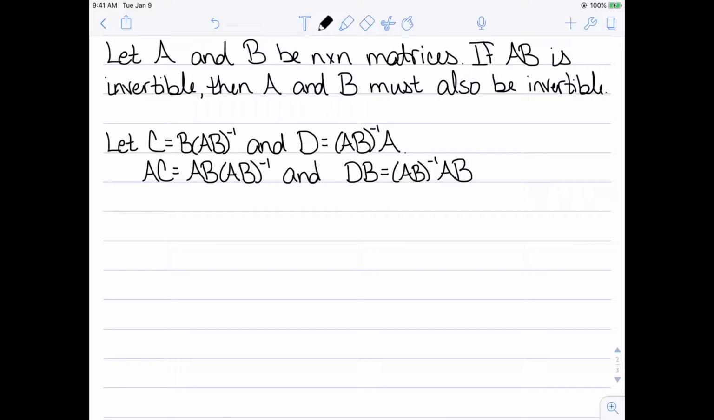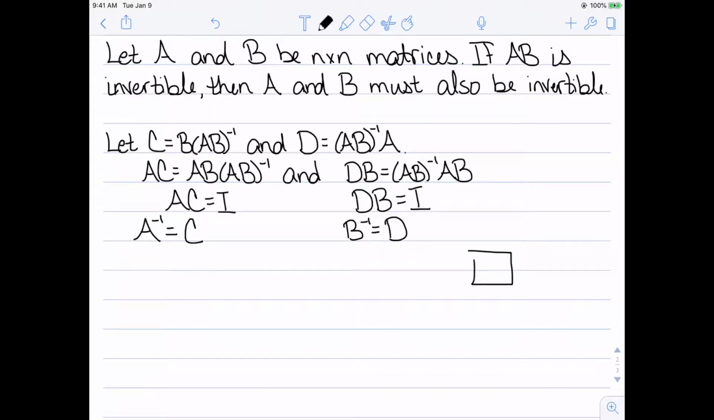Multiplying the first of these on the left by A gives me AC is equal to AB times (AB) inverse. Multiplying the second one on the right by B gives me DB is equal to (AB) inverse times AB. The right-hand side on both of these just simplifies to the identity, so I have that AC is equal to I and DB is equal to I. And by the theorem that we just proved, that's enough. It tells us that not only are A, B invertible, A inverse is equal to C and B inverse is equal to D. So there we have it.